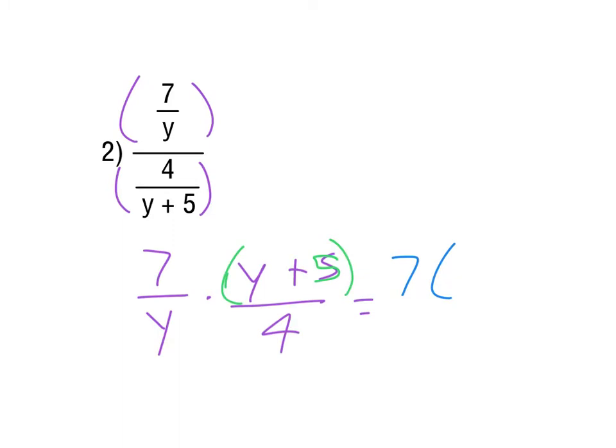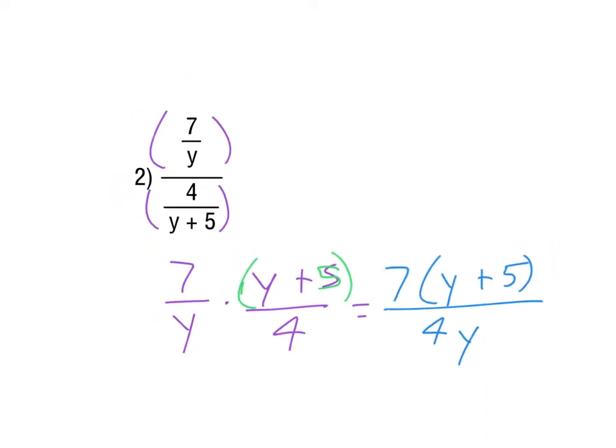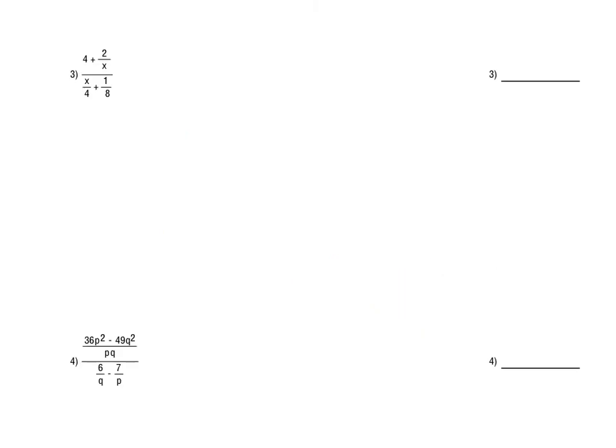So we have the 7 multiplying the y plus 5, and the 4 multiplying the y, but nothing is going to cancel out there. Again, the y on top is not just a y, it's 5 more than y, so we can't cancel it out with the y on the bottom. So make sure that you don't make that mistake.